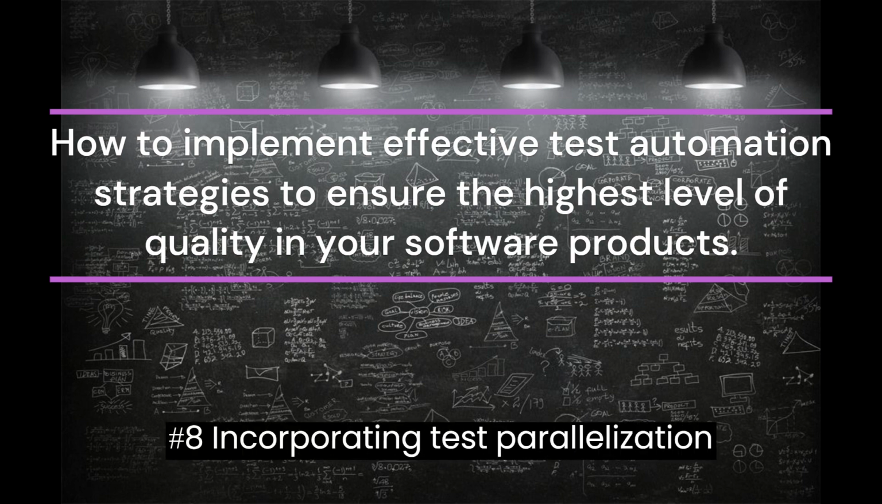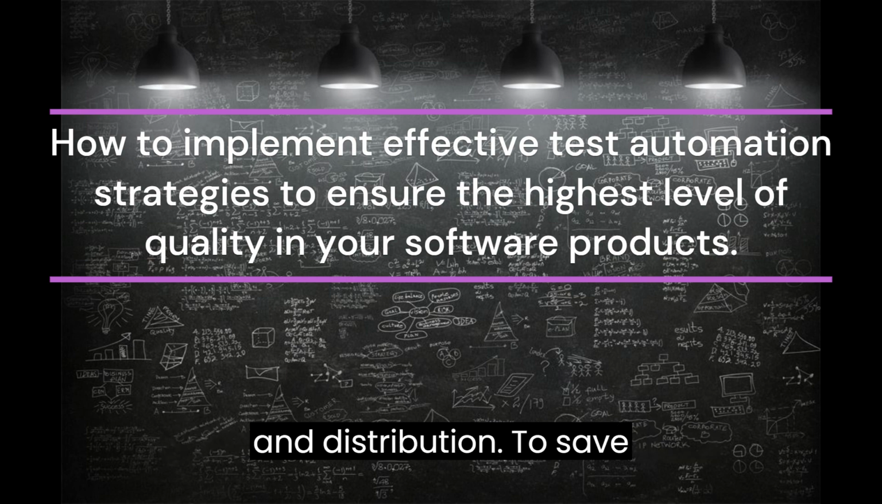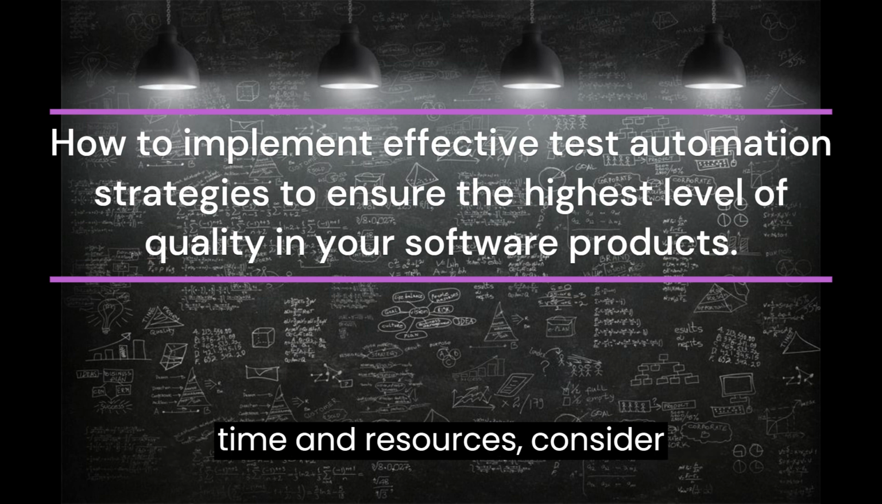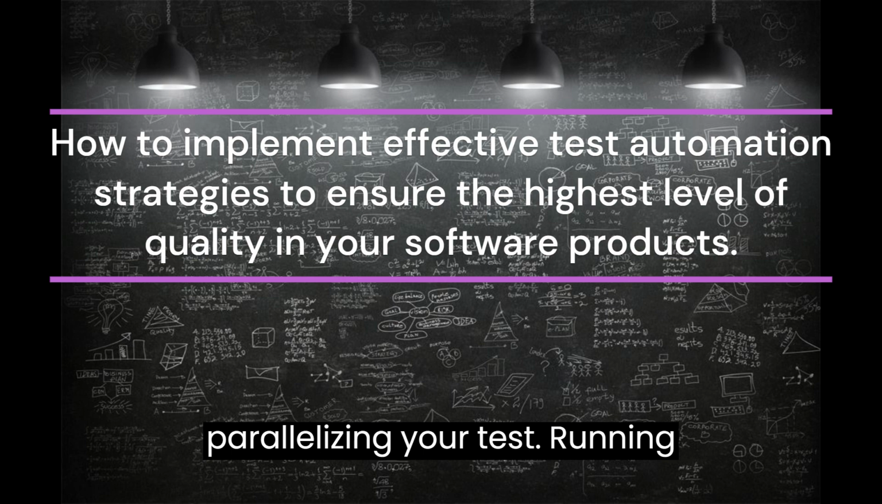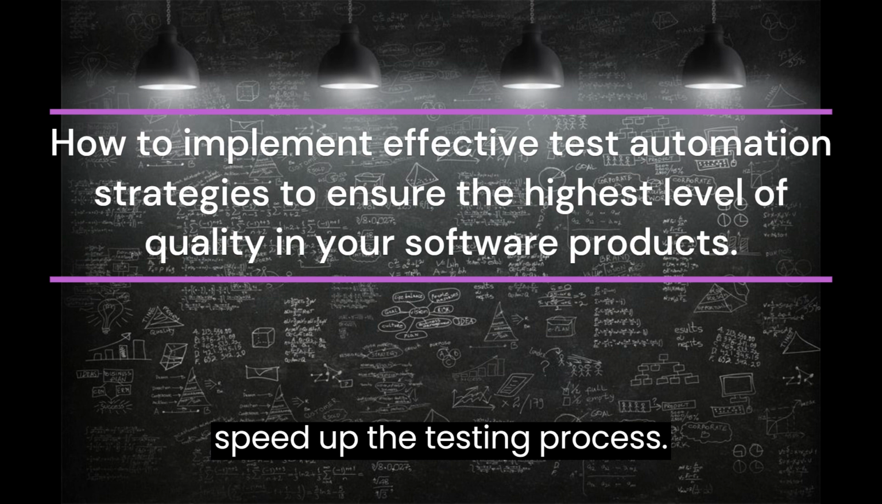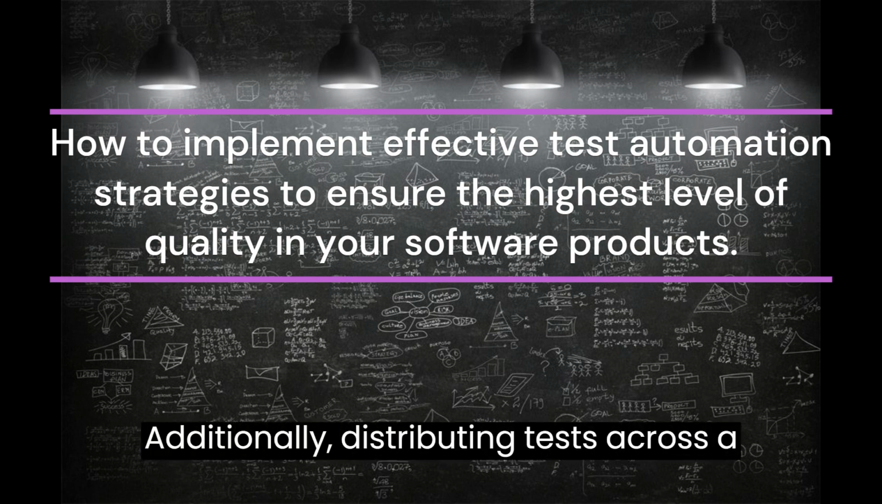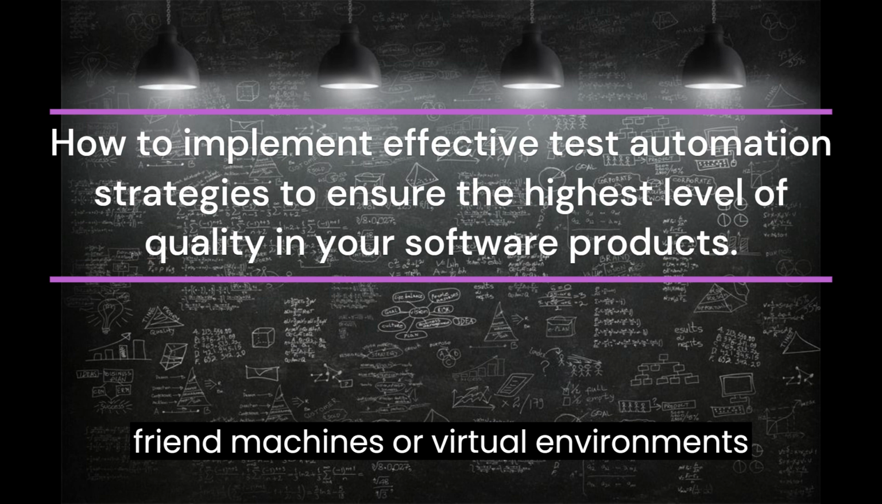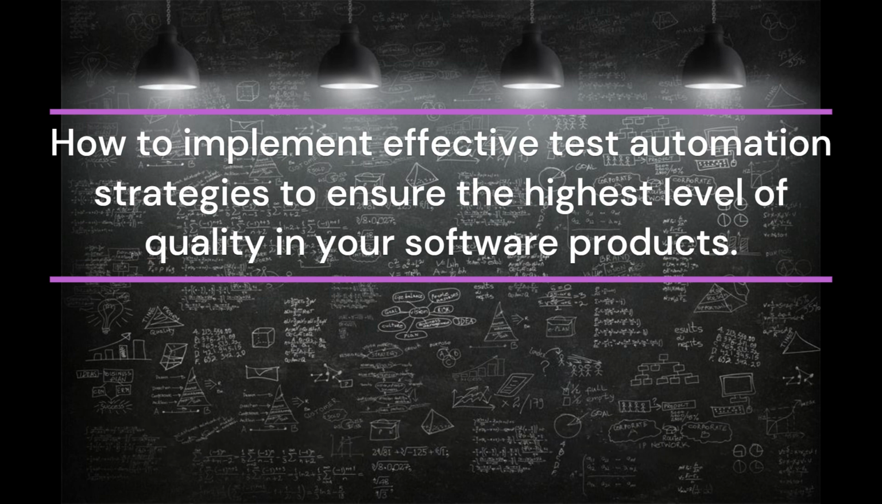Number 8. Incorporating test parallelization and distribution. To save time and resources, consider parallelizing your tests. Running tests concurrently can significantly speed up the testing process. Additionally, distributing tests across different machines or virtual environments can further optimize testing.